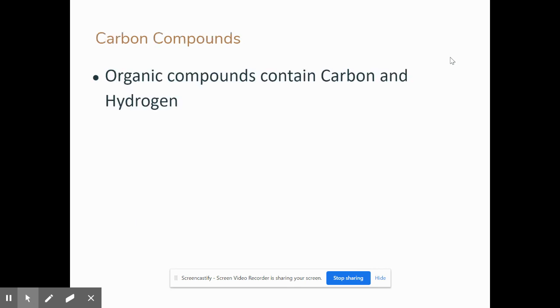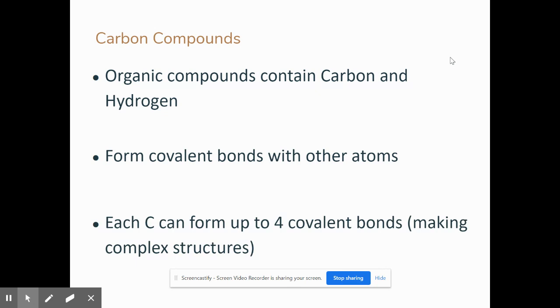Carbon compounds. Organic compounds are those that contain carbon and hydrogen. So CO2, for instance, contains carbon, but it is not organic. And carbon forms covalent bonds with other atoms. In fact, it forms up to 4, which allows it to make very, very complex structures like organic compounds.